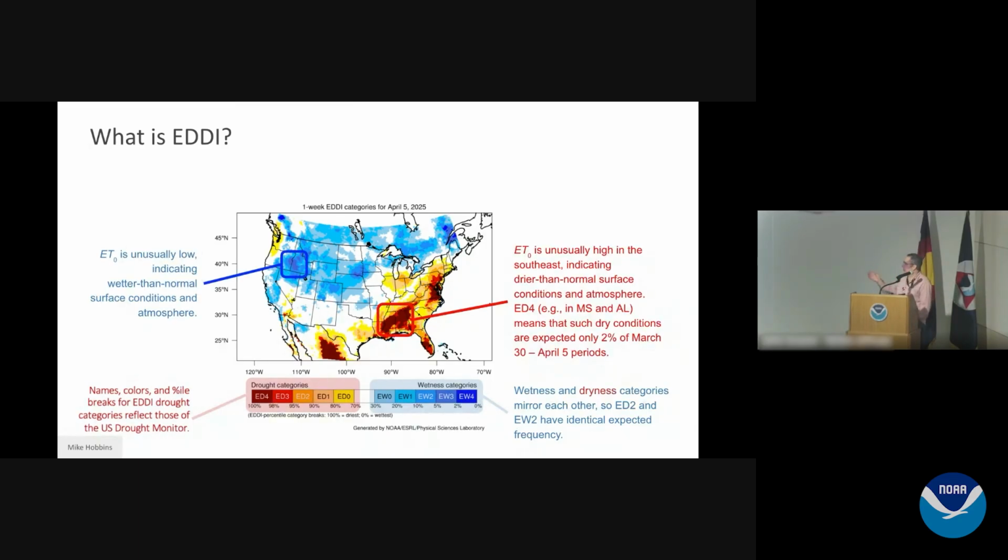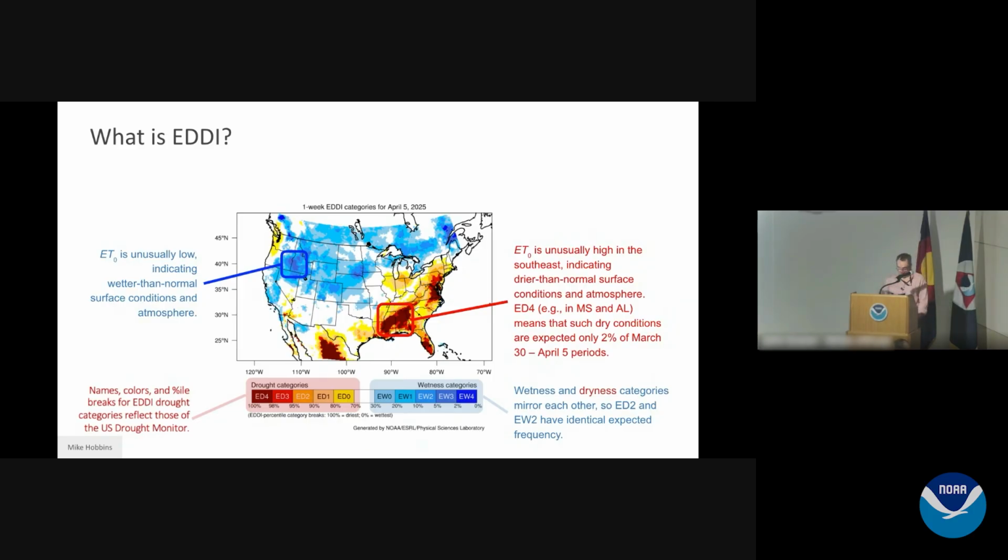So for instance, in this map, in around Boise, you can see that evaporative demand is unusually low. Clearly, it must have been a wet period, wetter than normal conditions on the surface and in the atmosphere. Whereas if you look at Alabama and Mississippi, you see EDDI, which is above the 98th percentile dry. So dry conditions are expected only 2% of the time for this period. This period is March the 30th to April 5th. That means it's a 1-week EDDI for April 5th.